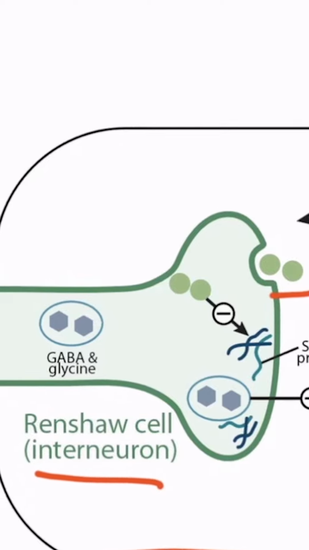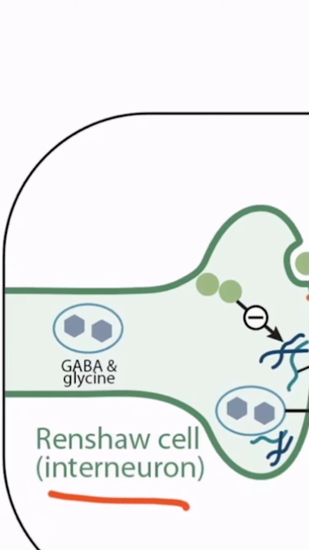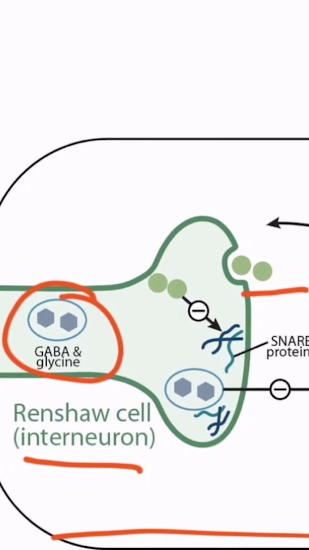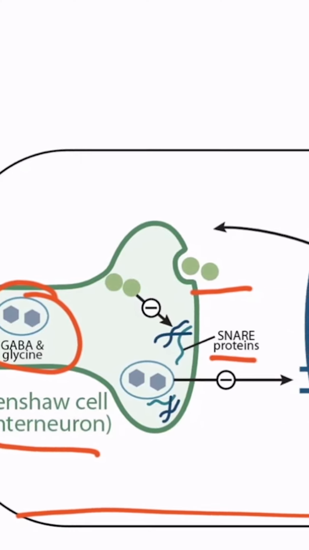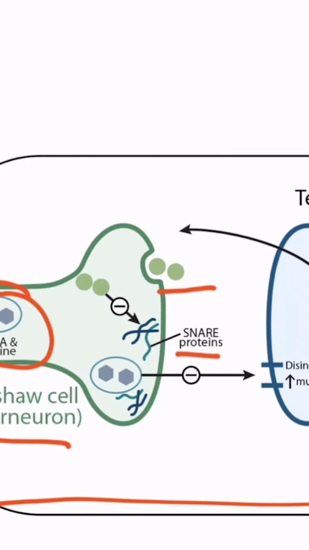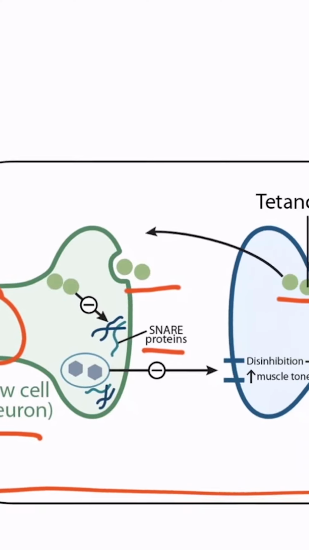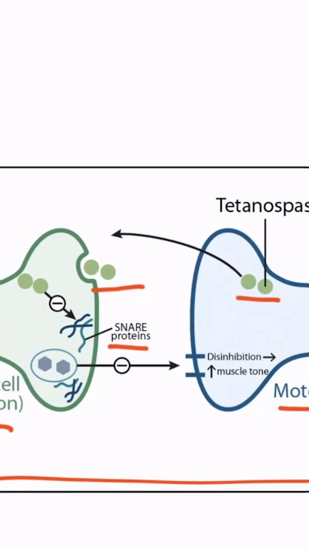Notice that within the Renshaw cell are vesicles containing the neurotransmitters GABA and glycine. These vesicles normally interact with snare proteins, which you can see right here. The snare proteins are responsible for releasing GABA and glycine into the synapse, where the neurotransmitters can then inhibit the motor neuron. However, when tetanospasm enters the Renshaw cell, it cleaves the snare proteins, which prevents the release of GABA and glycine, which we've shown right here with this inhibition sign.